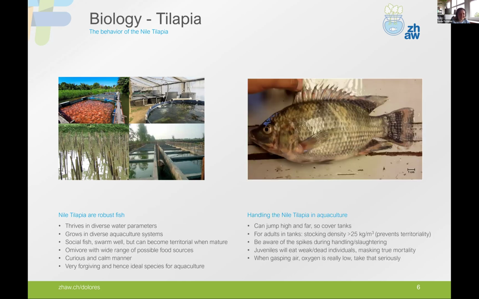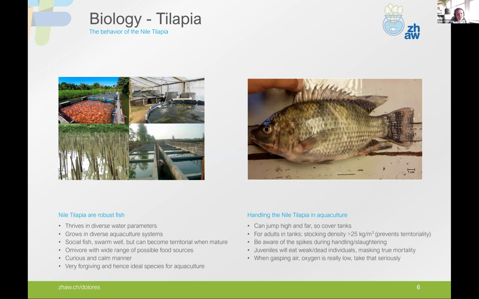A few things: if you handle the tilapia, out of experience, they jump, and they jump high and they jump far. And depending on how heavy they are, if a 500 gram fish jumps in your face, that can quite hurt a bit, so be careful there. They also are spiky on top. So when you handle them and when you try to slaughter them, be aware of that and wear good gloves because they can really injure you.